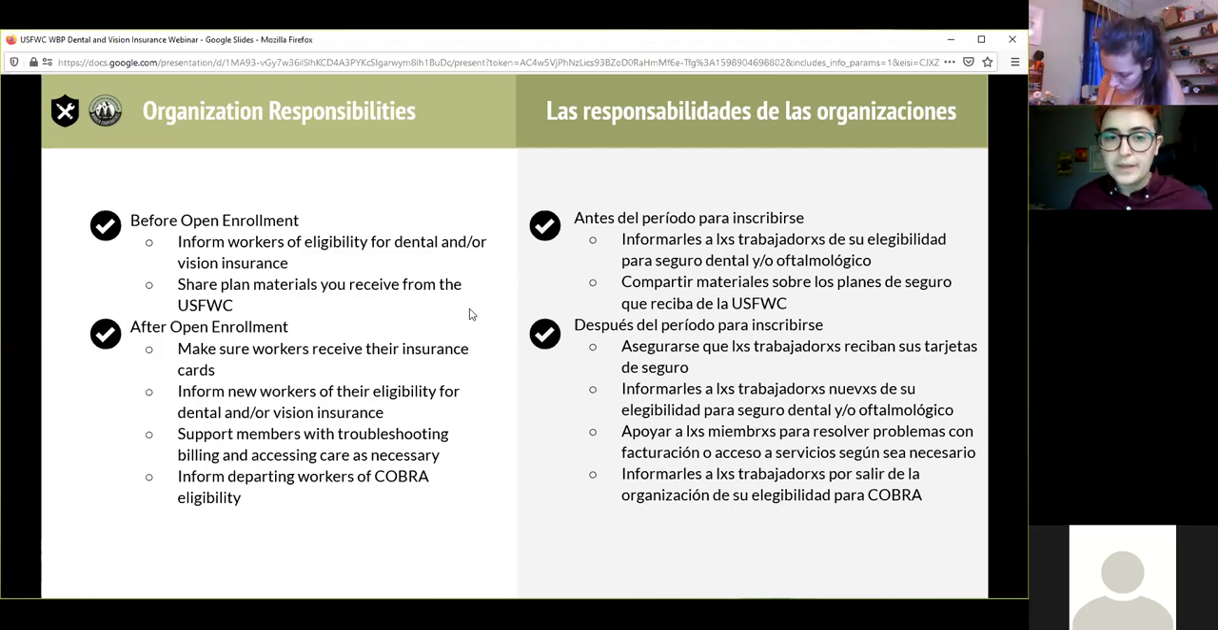So before open enrollment, which is coming up, opening on October 1st, workers need to be informed that they are eligible for dental or vision insurance. As an organization, you can choose if you want to opt into one of those programs or both. And we also need you to share the materials that we're going to share with you with workers in the workplace.